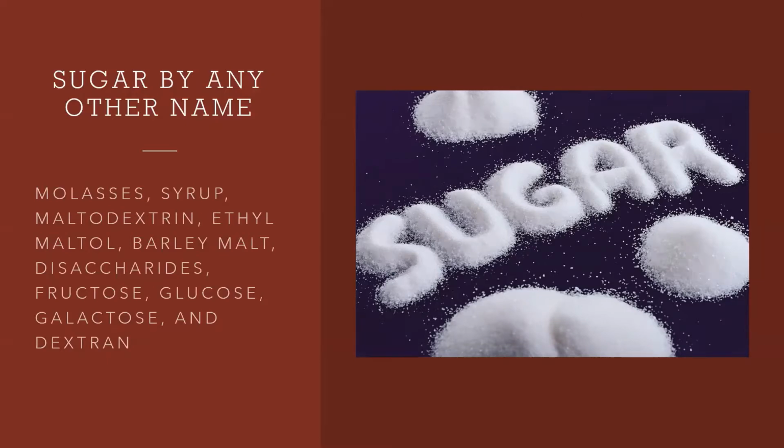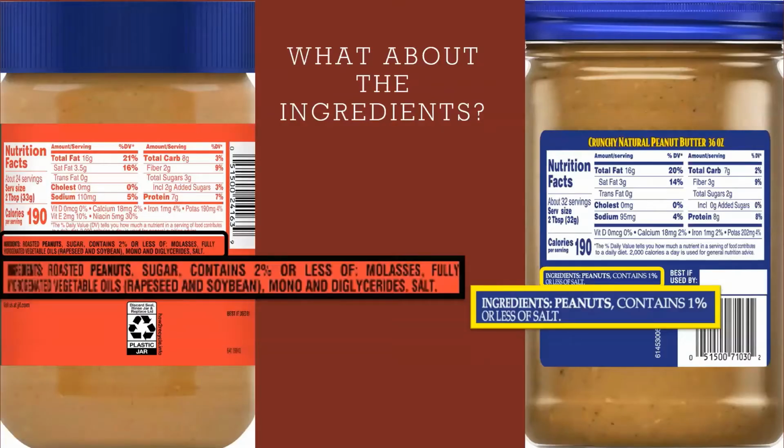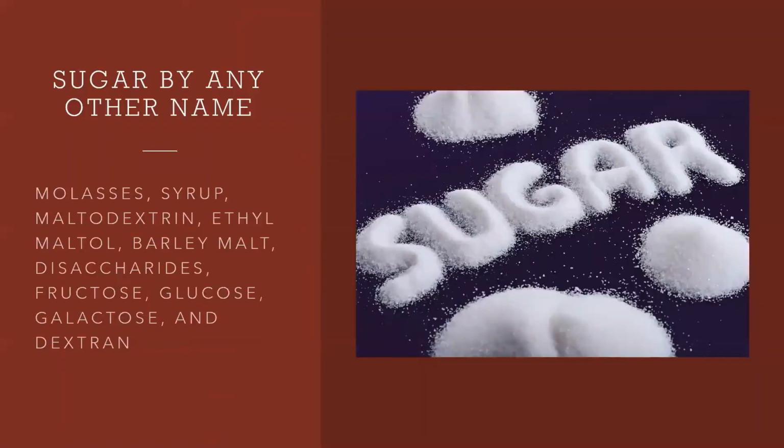Let's go back and look. Hey, mono and diglycerides. What is that? Well, we see here that disaccharides are a sugar. So mono and diglycerides could be something like sugar. It's always best to look up a word that you don't understand on the back of an ingredients label. Let's move on to some other secret words.